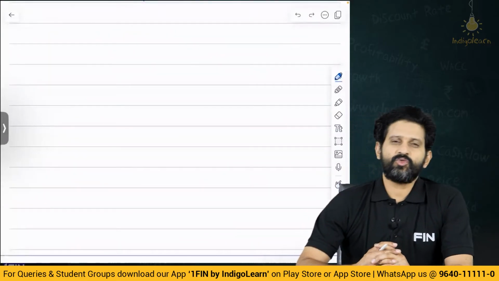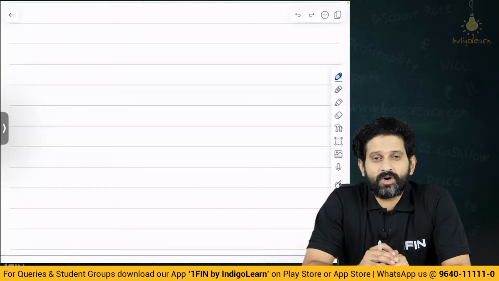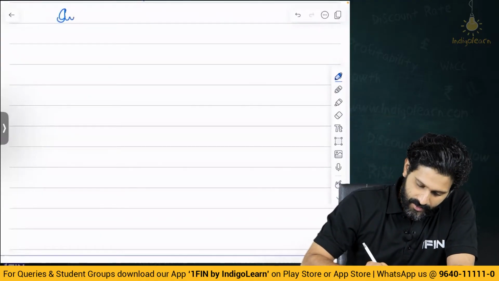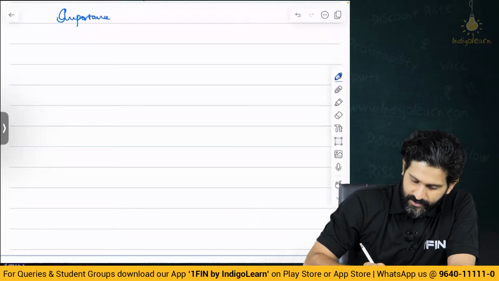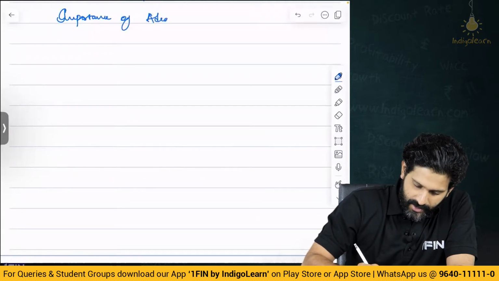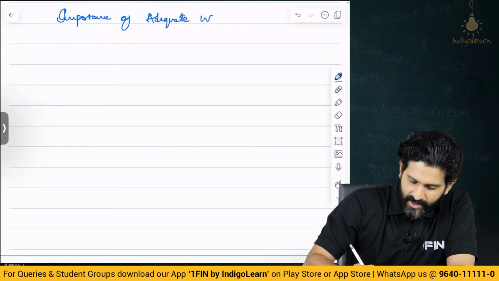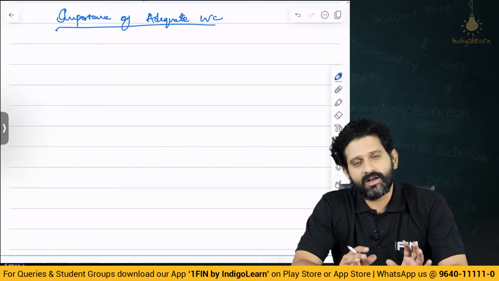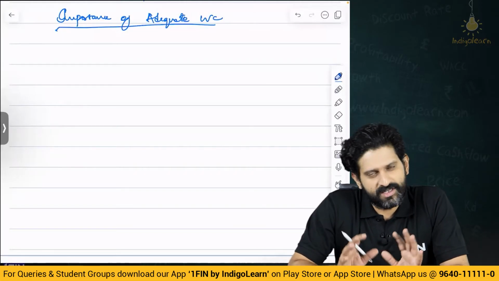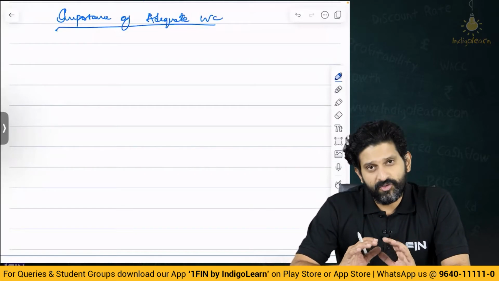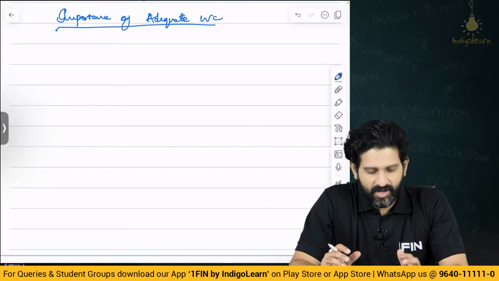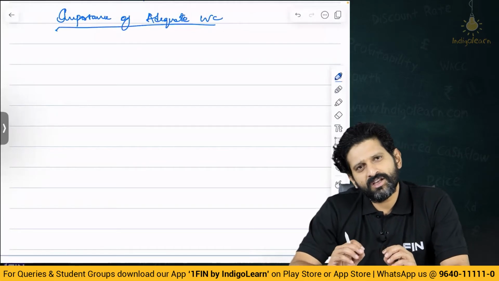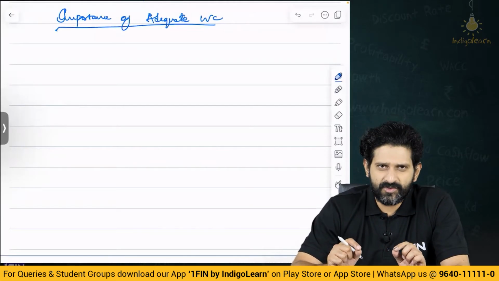Now friends, let us move to the next step, that is to consider the importance of understanding adequate working capital. Why are we talking about the importance of adequate working capital? Because the moment we say working capital, we should first know how to estimate it; that is the primary motto. But before jumping into the method of computation of working capital, we are talking about the importance of adequate working capital. Why?